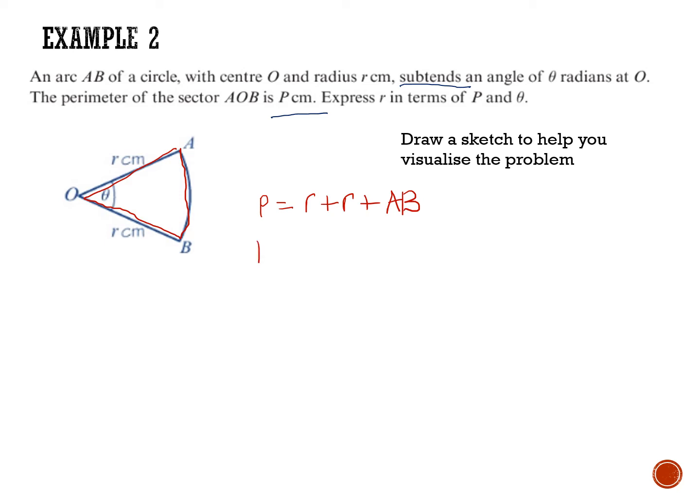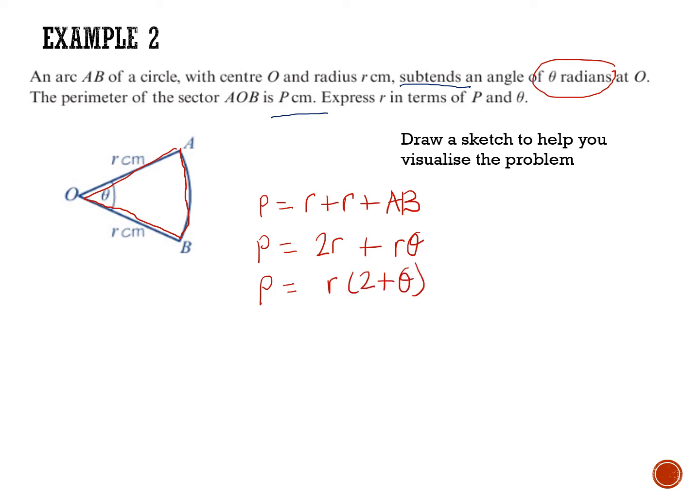It's fine to say R plus R is 2R. Now remember, AB, theta is measured in radians. It tells you theta's measured in radians, so the arc length is given by R theta. Now what is the question asking you for? It's saying express R in terms of P and theta. So I need to get this equation as R equals something.